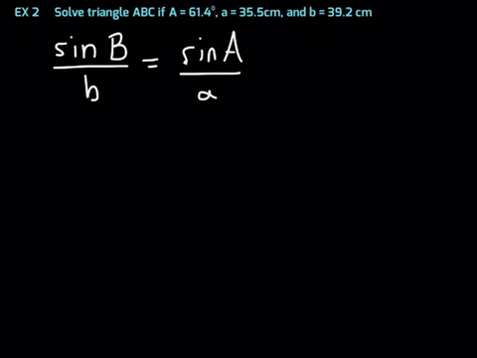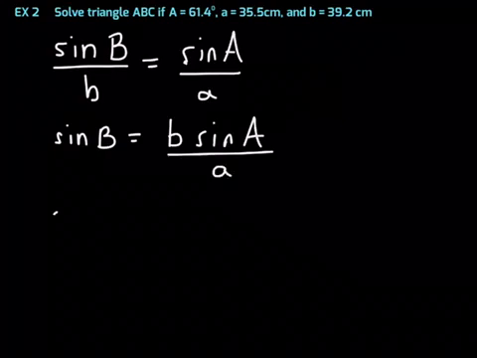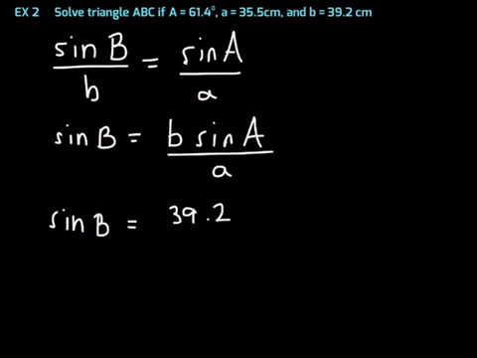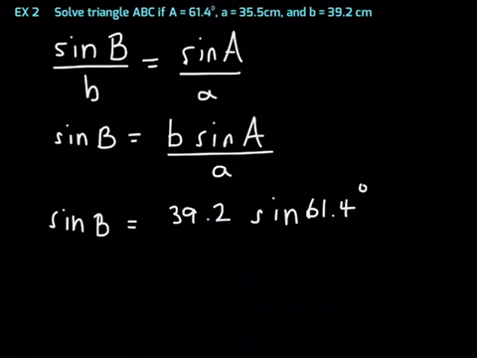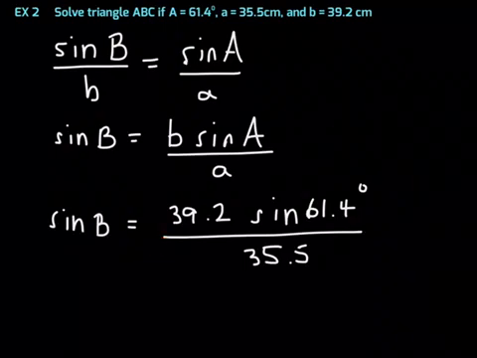All right, so here's my law of sines, which leads me to the statement that sine of angle B is equal to b times sine of angle A, all of that divided by side a, which means sine of angle B is equal to 39.2 centimeters times sine of angle A, which is 61.4 degrees, and then all of that divided by side a, which is 35.5 centimeters. Okay? Now I'm going to punch this into my calculator, guys, all of this. Now watch this. If all of this turns out to be more than 1, I'm done, and I say no such triangle exists. All right?